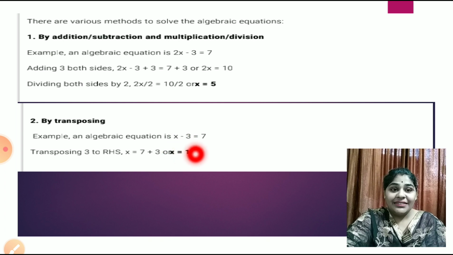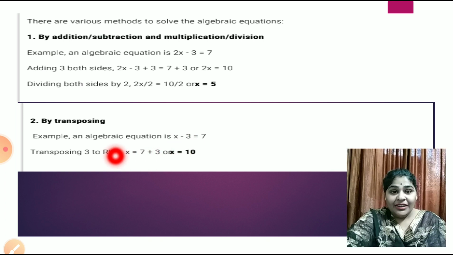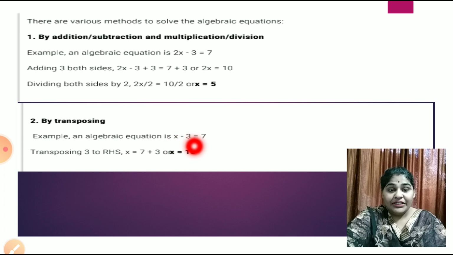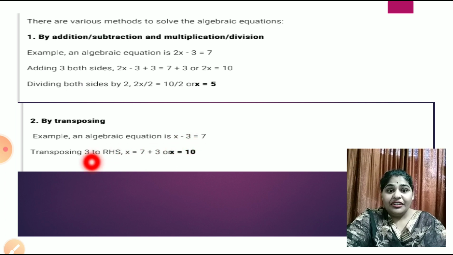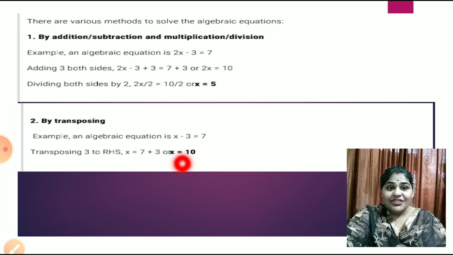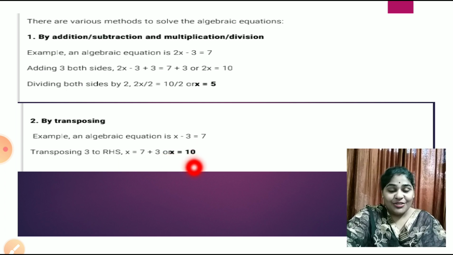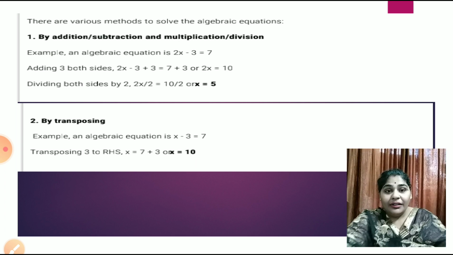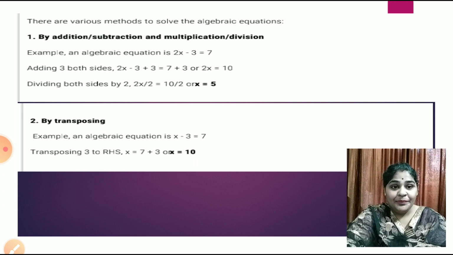x minus 3 equal to 7. Now this negative 3 is present with the variable x. So if I transpose 3 to the right hand side, it will become plus 3, that is 7 plus 3. So x is equal to 10. So this is the other method which we have seen. You have also solved n number of sums, children.